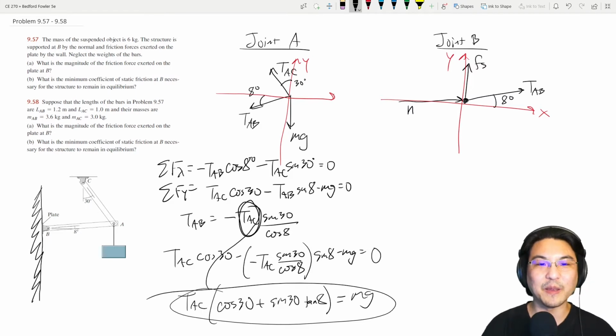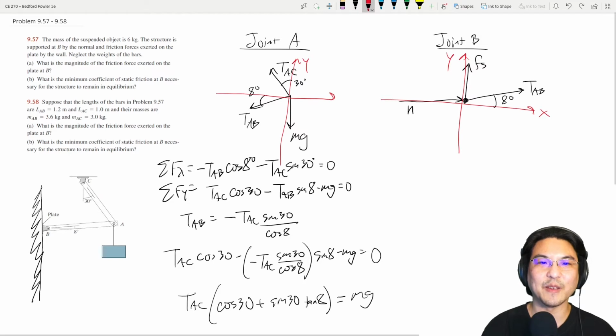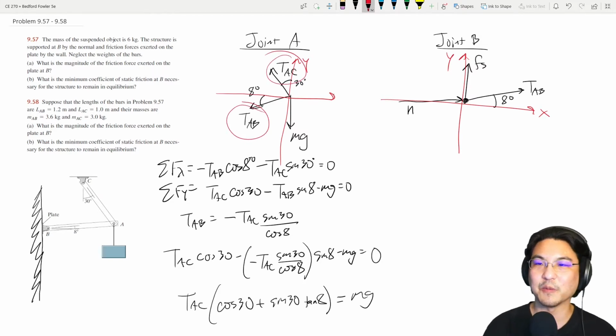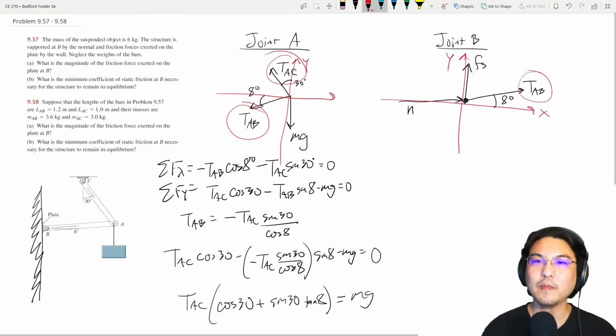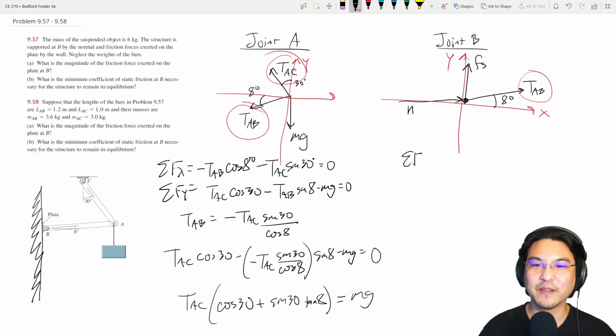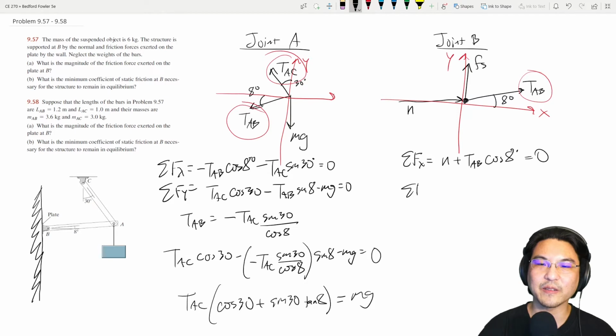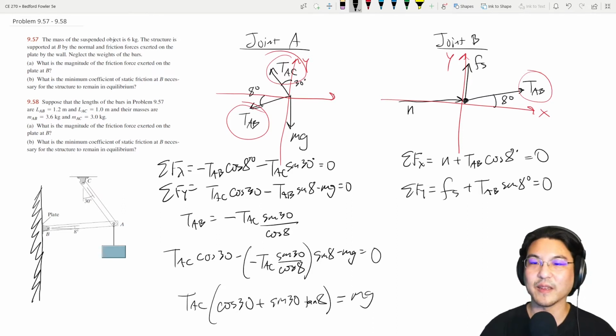Now you have TAB. At this stage we have both of these answers, which means we know TAB over here. Then let's write two equations over here. In the x direction, we have N plus TAB cosine 8. In the y direction, static friction plus TAB sine 8. We already know TAB, so just plug it in right here, solve for N, and plug it in right here, solve for Fs.